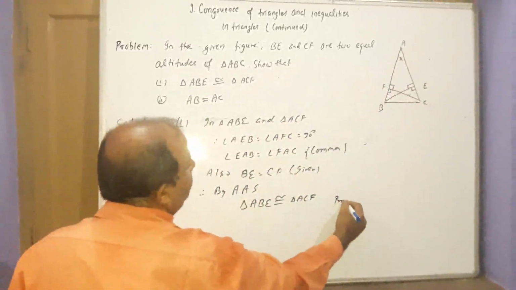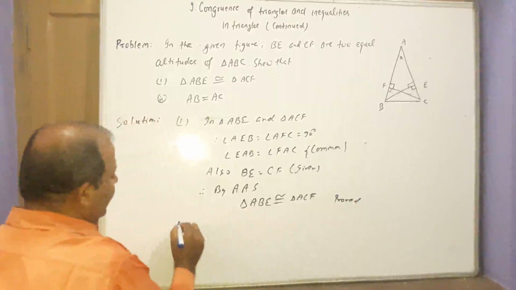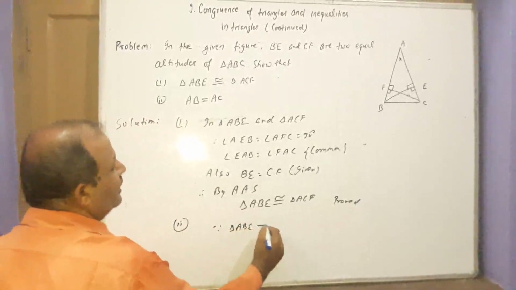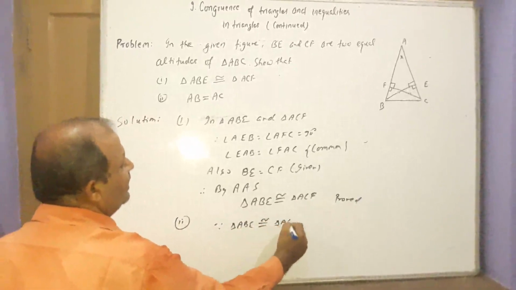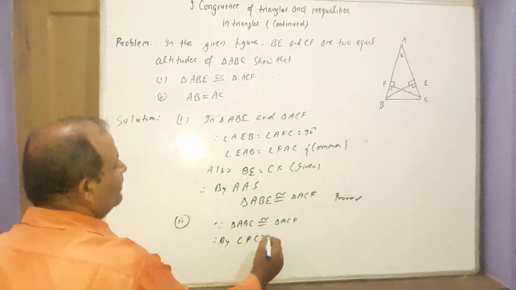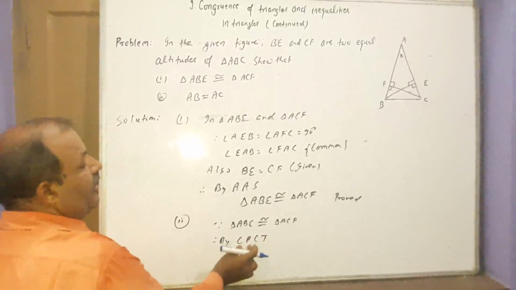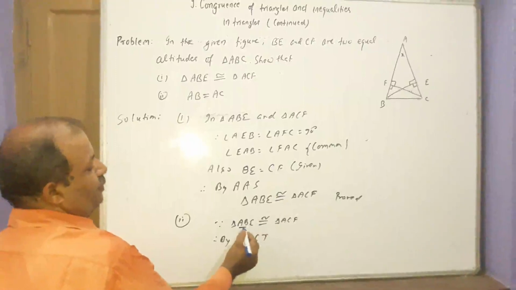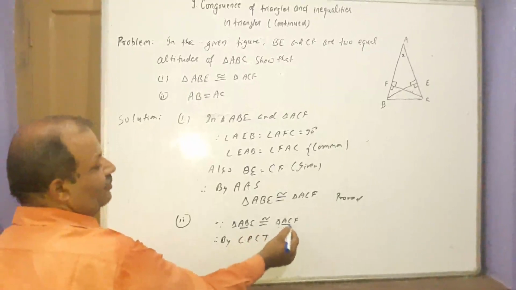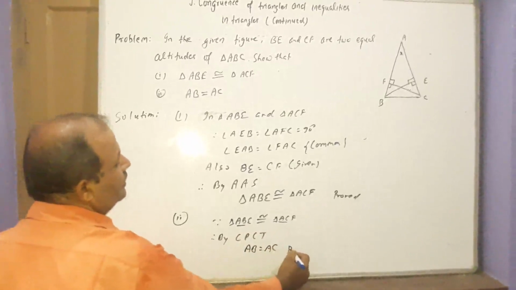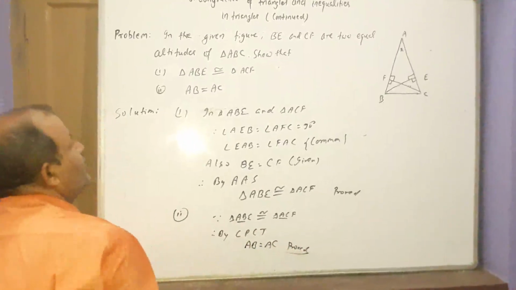First part is proved. In the next, since triangle ABE is congruent to triangle ACF, therefore by CPCT, corresponding parts of congruent triangles, if we take the first two terms of this, AB, the first two terms of the other are AC, so AB is equal to AC. This one is also proved.